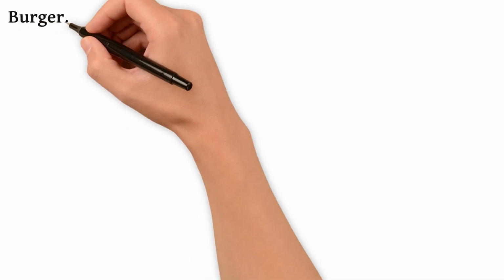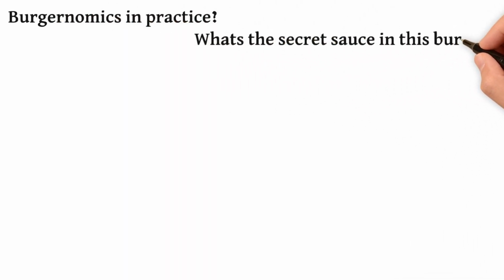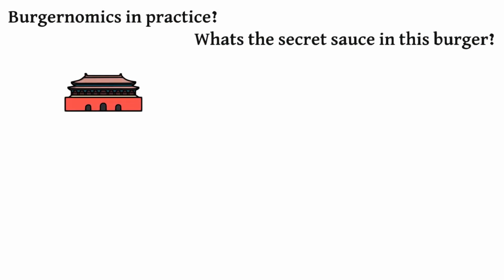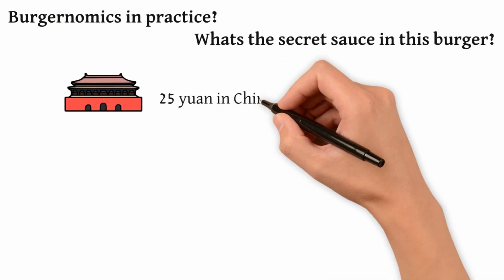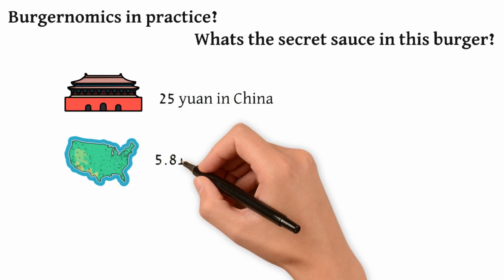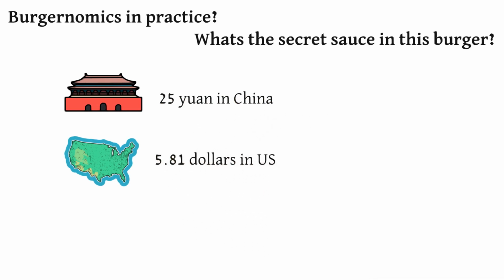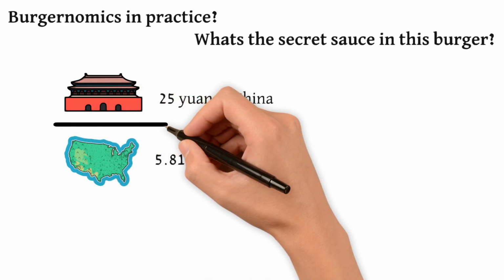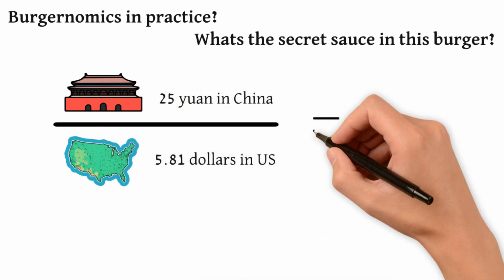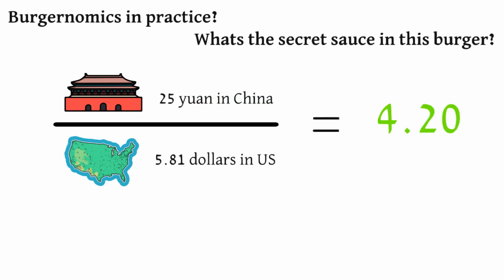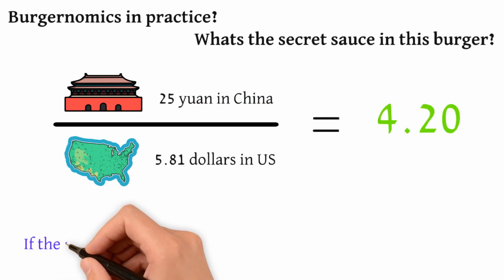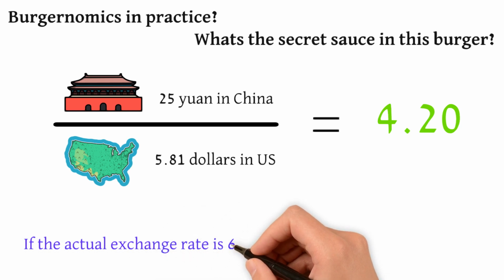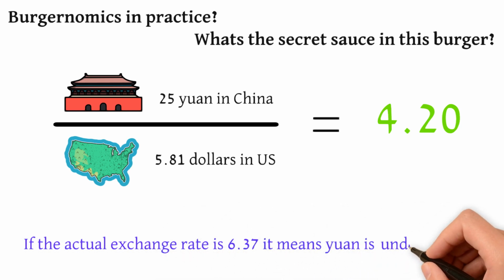So how does Burgernomics work in practice? And what is the secret sauce in this particular burger? Suppose a Big Mac costs 25 yuan in China and $5.81 in the United States. The Big Mac exchange rate is simply 25 divided by 5.81, which is 4.2. If the actual exchange rate is 6.37, it means that the yuan is undervalued.